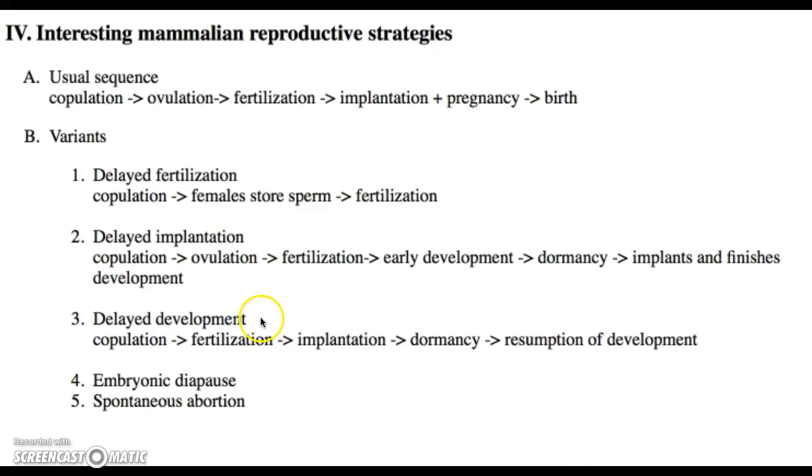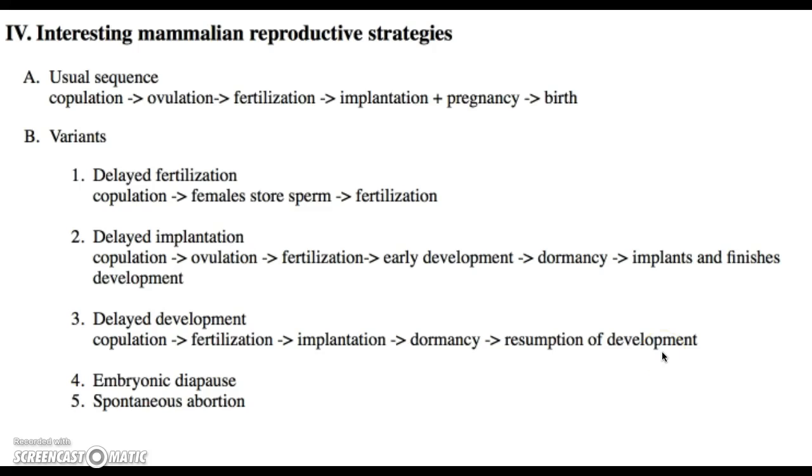Then we have a situation called delayed development. This is sort of similar to delayed implantation, but the dormancy happens at a slightly different phase of the reproductive cycle. So you have copulation, fertilization, you do have implantation, so development goes a little bit further, but then you have a dormancy period where after it's implanted in the uterus, it just stops developing and waits. And then somewhere down the line, you have resumption of development that leads down the line to birth.